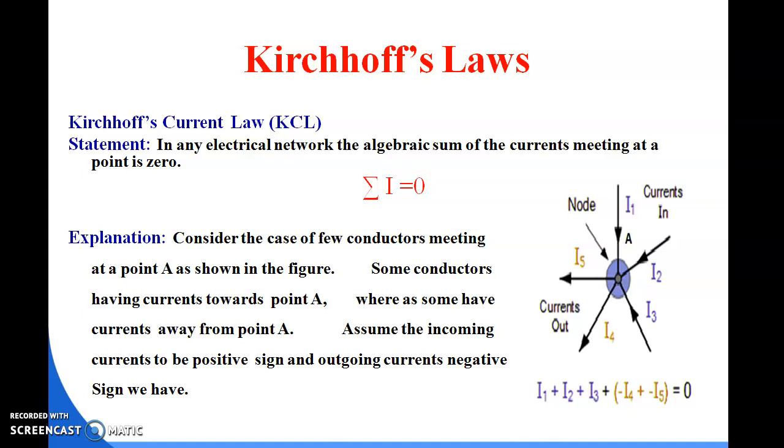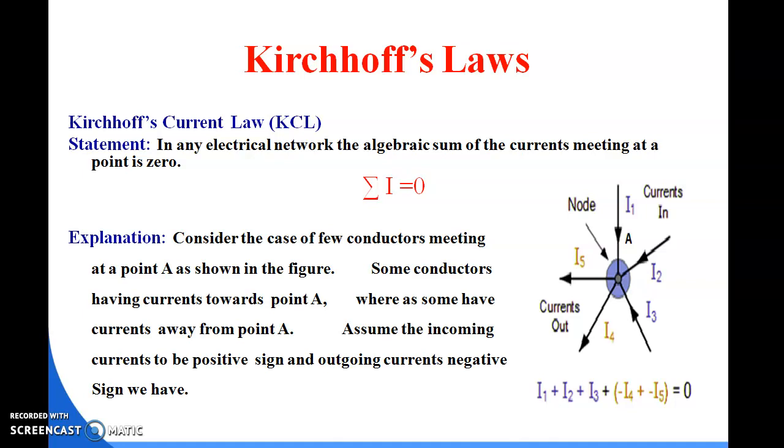Here is the diagrammatic representation. Okay. First we will see that on the right hand side there is a diagram where a node is there, a meeting point here. Currents I1, I2 and I3 are incoming towards the node. That means they are coming towards the node, and currents I4 and I5 are outgoing from that node. That means they are going away from the node, and I1, I2 and I3 are coming into that node.